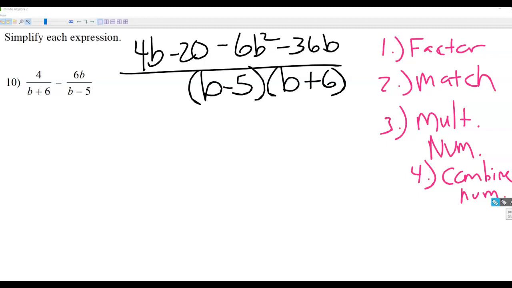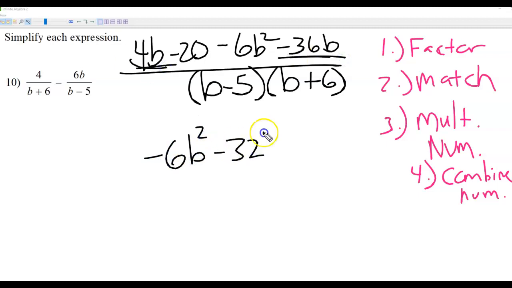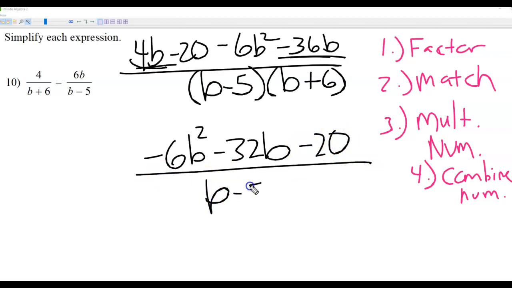So, combine any like terms that you may have, like 4b and negative 36b, those can be put together. And I also like to put my terms in order, so I'm going to put the negative 6b squared in the front here. And then the 4b and the negative 36b combine together to make negative 32b. And then finally we have negative 20. And like I said, it's pretty rare that this is going to reduce after all this work.